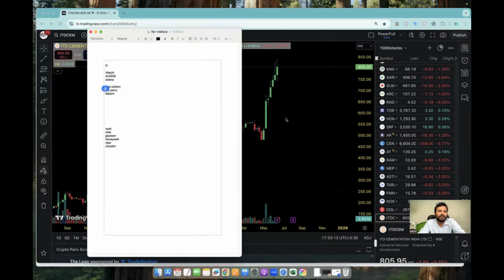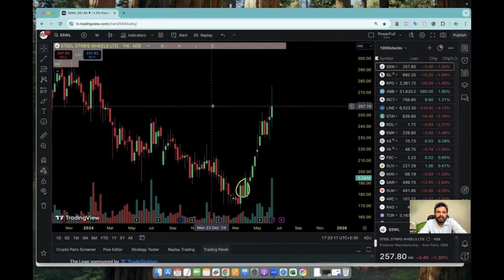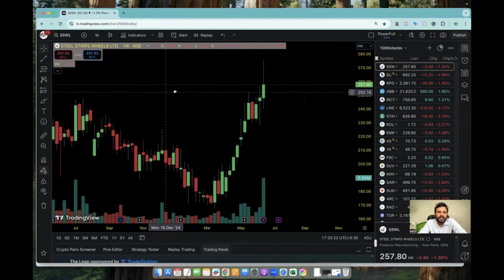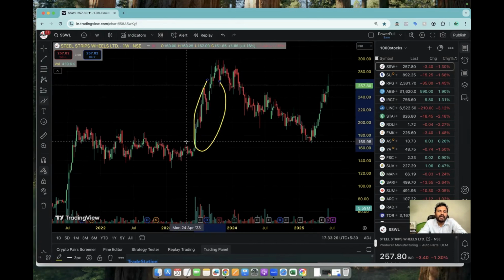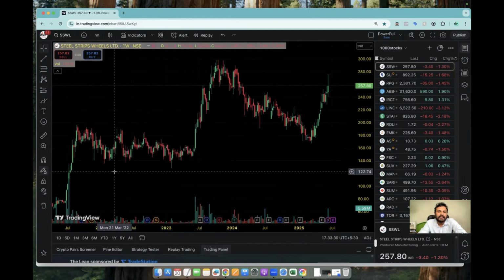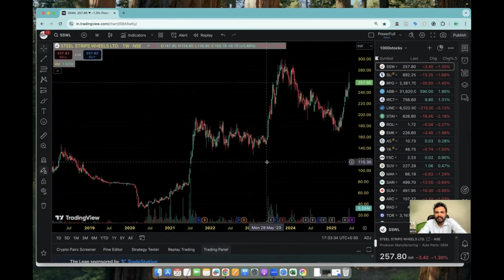For example, if I look into SSWL, let's look into this. You can see that I already marked it. If you look at this particular stock, it is having momentum, choppiness, and momentum. You can see that this particular stock is already established in a trend. You can see that, right?